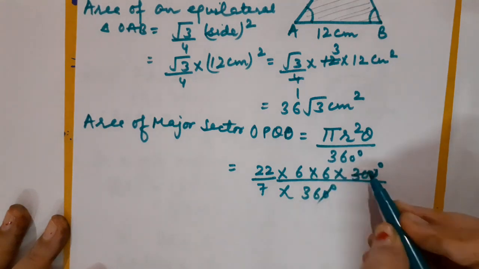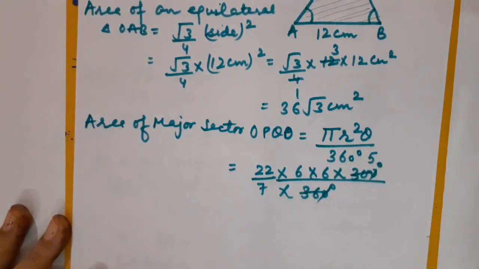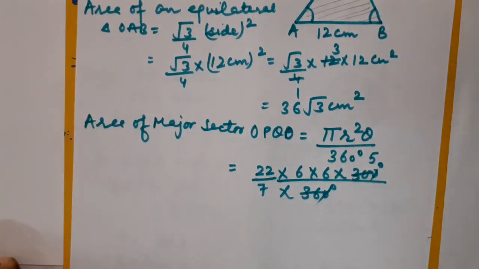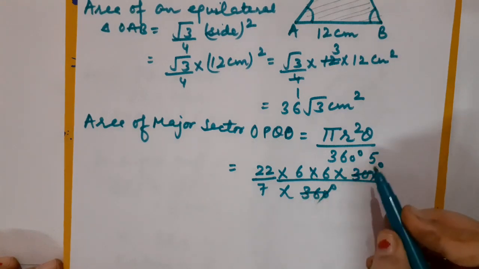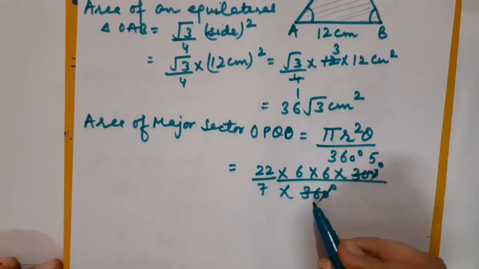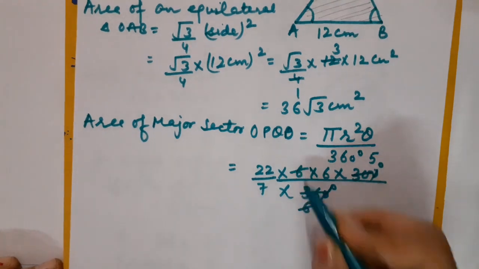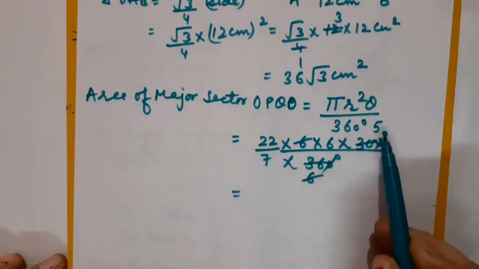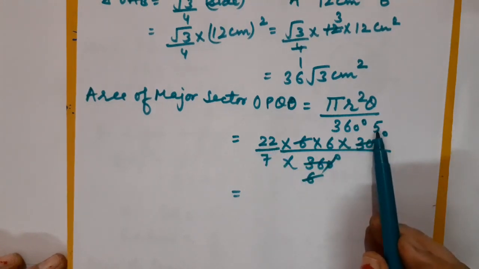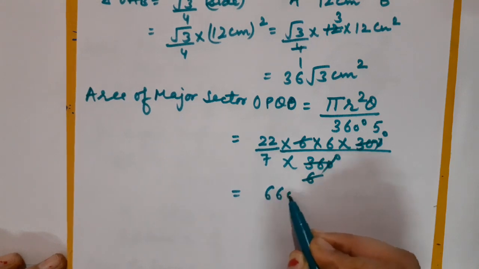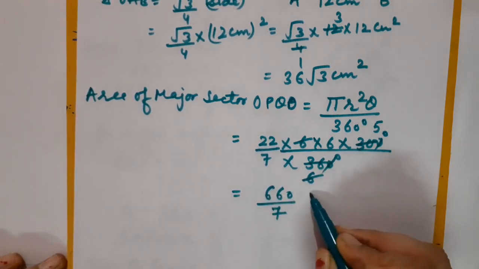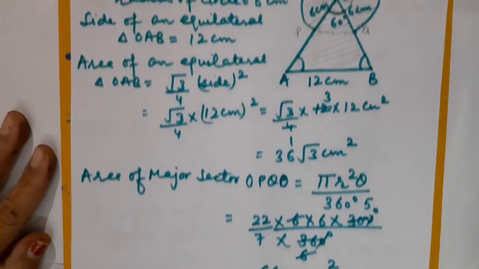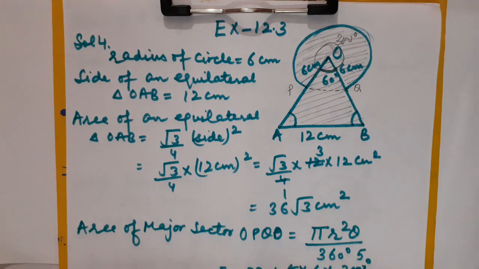So let us solve it. 0 and 0 are going to be cancelled. 5 6s are 30 and 6 6s are 36. 6 and 6 are also going to be cancelled. So now let us multiply 22 by 5. When I multiplied, I got 110 into 6, that is 660 upon 7 centimeter square. Correct?